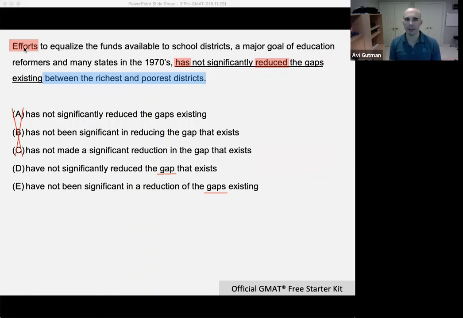I'm not saying it as an insult. I'm saying it as a fact. You're not being thoughtful enough about what the author is trying to convey. You're just looking for something that matches. Oh, there's a plural word, I should go with plural. There's a plural word, I should go with plural. But you're not thinking about what is the actual gap or gaps that we're talking about here.